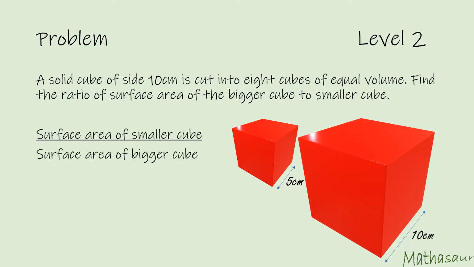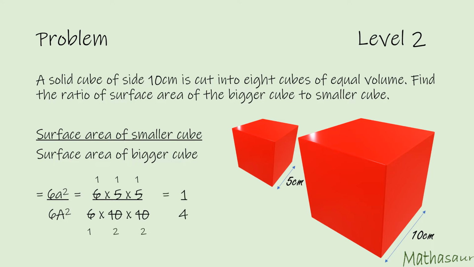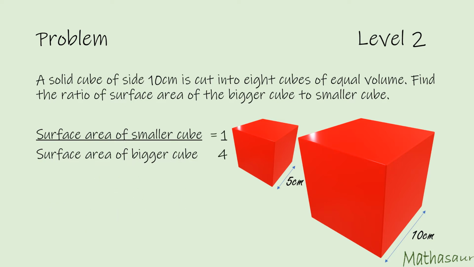Now we have to find the surface area of smaller cube divided by surface area of bigger cube. Let us represent the side of smaller cube with small a and the side of bigger cube with capital A. So we have 6 small a square divided by 6 capital A square. Let us substitute the values for small a and capital A. Let us simplify. We get 1 by 4. So, the surface area of smaller cube divided by surface area of bigger cube is 1 by 4.